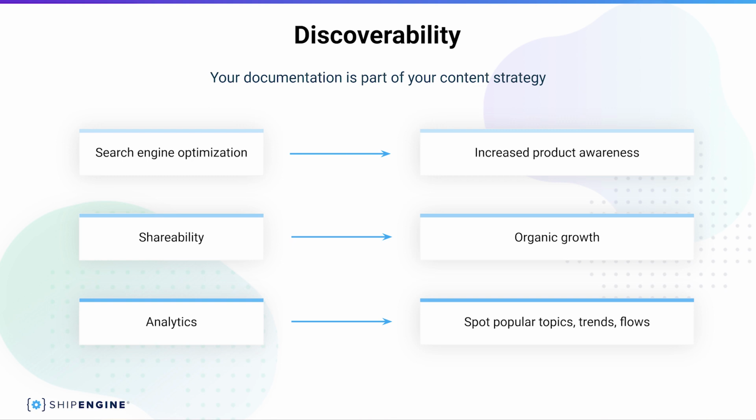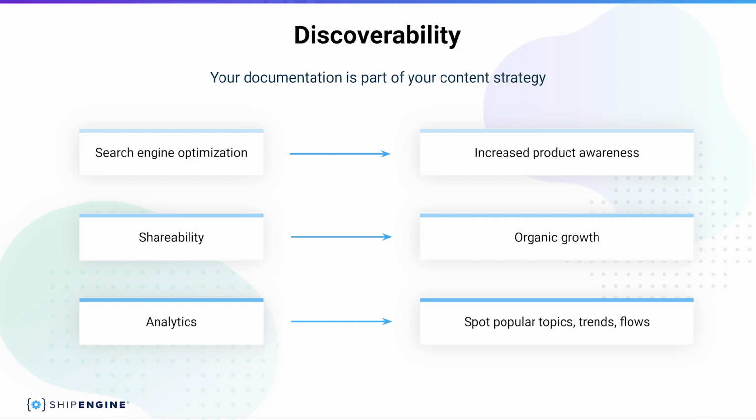Shareability: you want to encourage people to share parts of your documentation. That's going to get you organic growth. Notice I said parts of your documentation. You don't just want a big share button on your homepage. You want it to be easy for people to link to a specific section of your documentation. Hey, look, I found the docs for printing a UPS shipping label. Not, I found ShipEngine's docs, right?